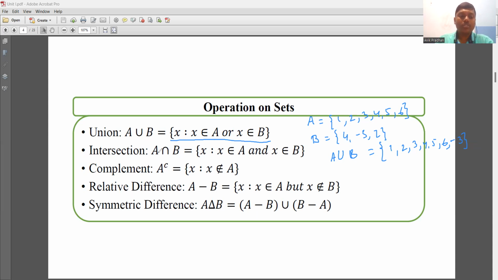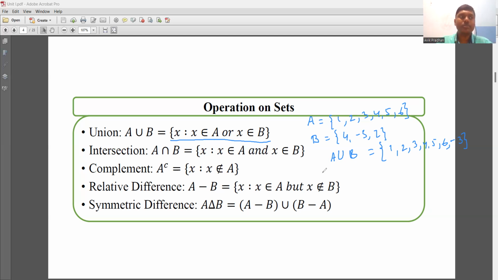Okay. So now let us go for the second operation, which is the intersection. I will come back to this point again. I will discuss this in terms of the Venn diagram. We have a concept of Venn diagram also in set theory to geometrically represent things. So now let us go for the intersection.